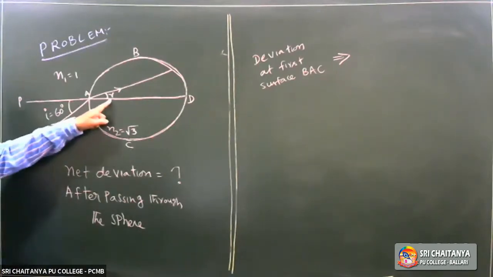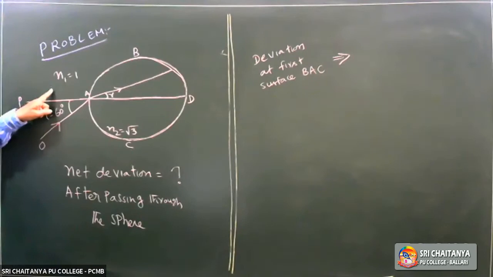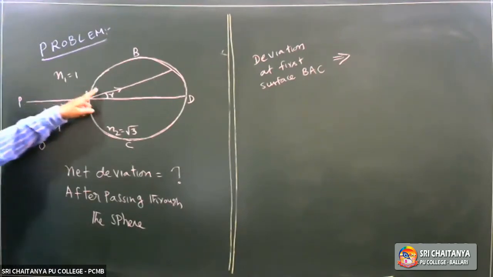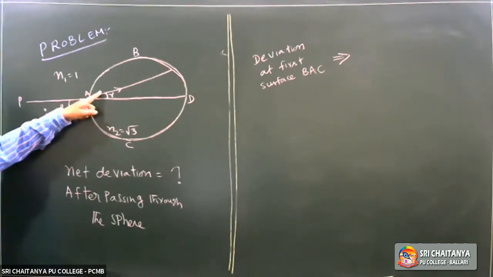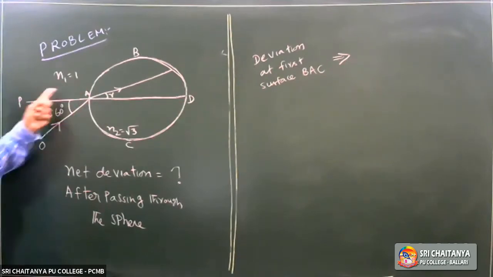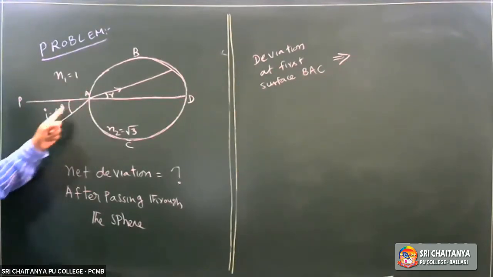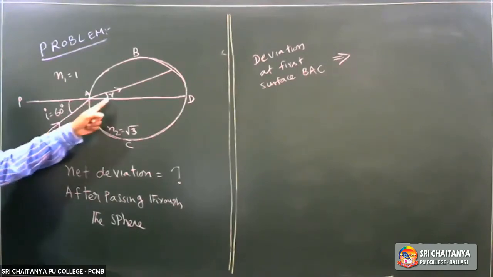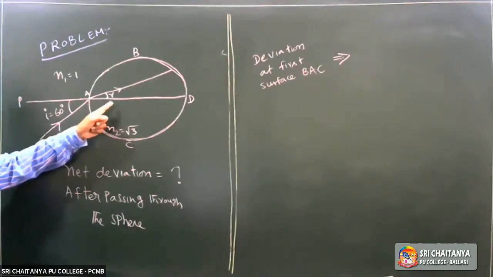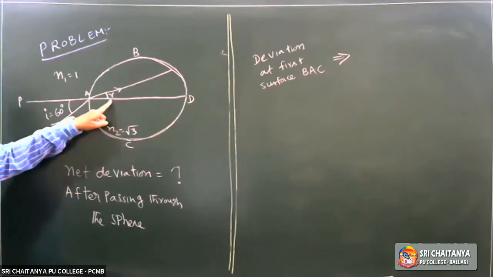First, we have to find R. The light ray traveling from rarer medium to denser medium, because the light ray traveling from rarer to denser bends towards the normal. I value must be more, R value must be less. How to find R? Use Snell's law.